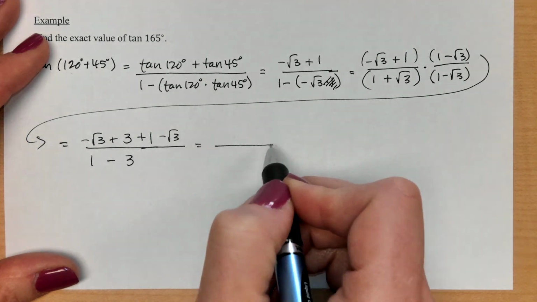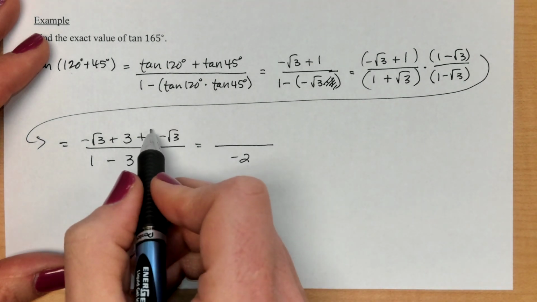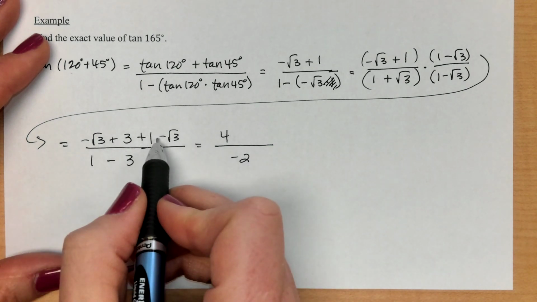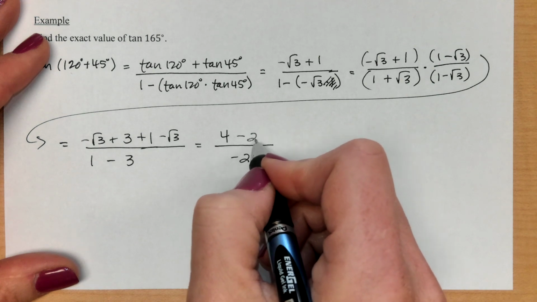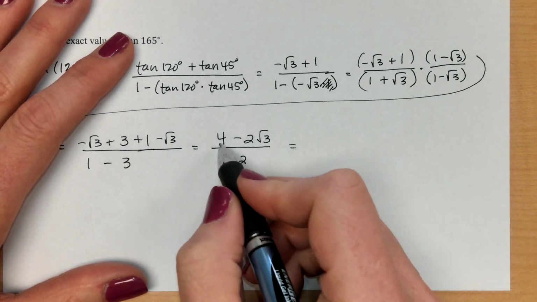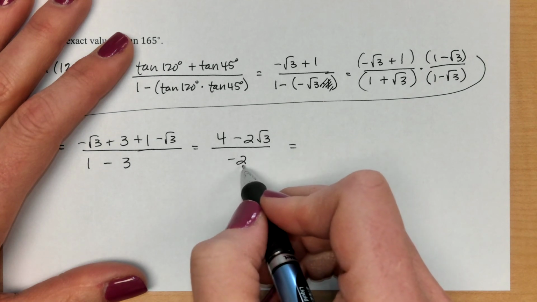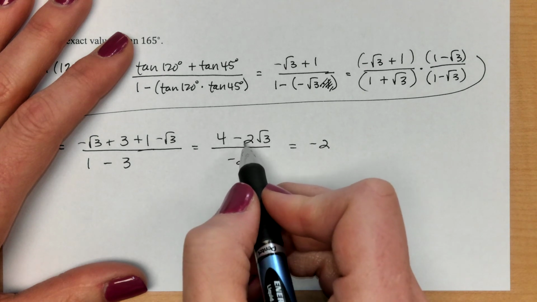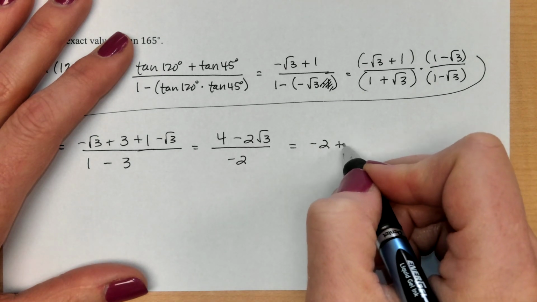So adding together like terms, I've got negative 2 on the bottom. We've got 4 right here. And I have a negative root 3, and I have another negative root 3, so that gives me negative 2 root 3s. And one last simplify step, everybody's divisible by negative 2. So 4 divided by negative 2 would be negative 2. And negative 2 divided by negative 2 would be 1.